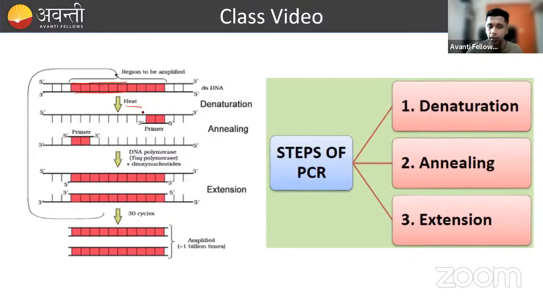That means we raise the temperature of the DNA. When we provide heat to this DNA, the hydrogen bonds between the two strands become unstable, and the strands get separated. Once the strands get separated, you can see that they become single strands. This is called denaturation.